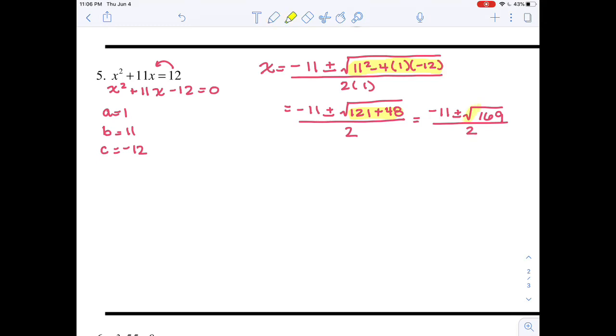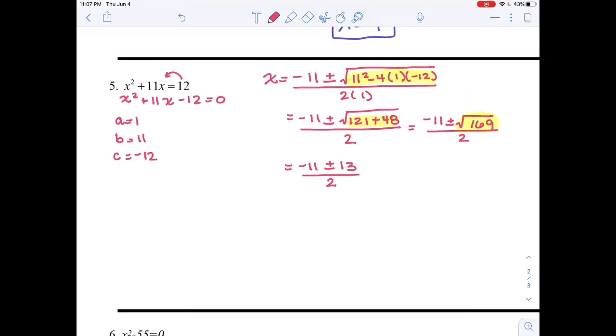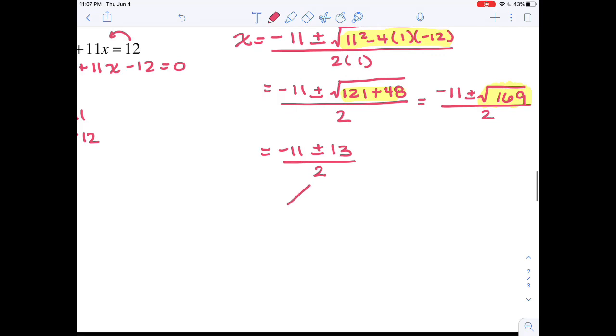Now that I have one number under the radical, I'm going to take the square root. So the square root of 169 is 13. So that gives me negative 11 plus or minus 13, all divided by 2. Once I've gotten rid of the radical, I can then split to find my two answers. So the first one is going to say x equals negative 11 plus 13 over 2. And my other answer, x equals negative 11 minus 13 over 2.